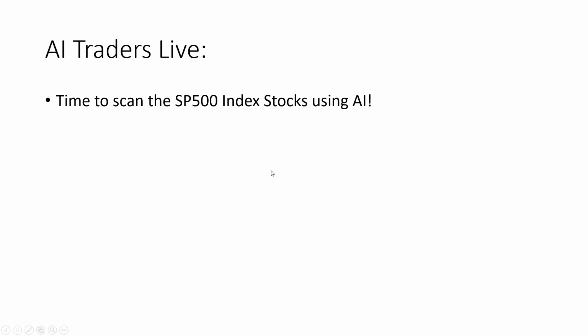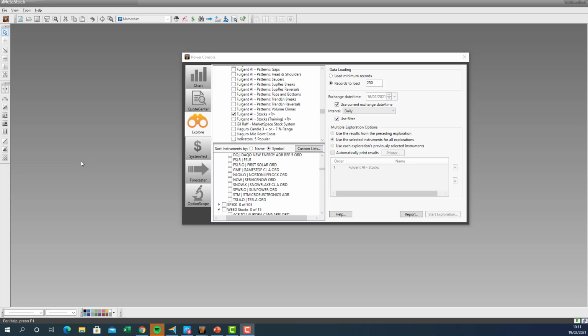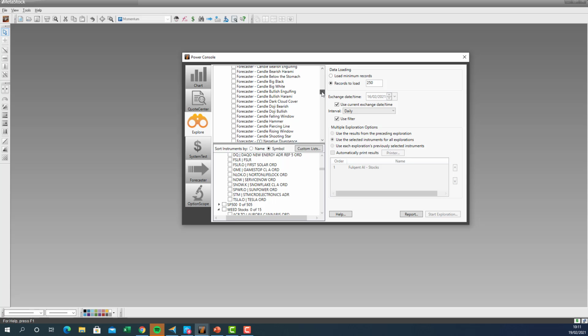And for this, we are going to jump straight into the AI platform, looking for which stocks are the next big high probability winners in the SP 500 index constituents. So I've got the MetaStock platform open. I've got the Fulgent AI selected, and you can see here in the MetaStock platform there's quite a lot of technical indicators. You can imagine how the AI changes the setting of each one of these and then tests it against the entire database, then changes the setting again, and on it goes.